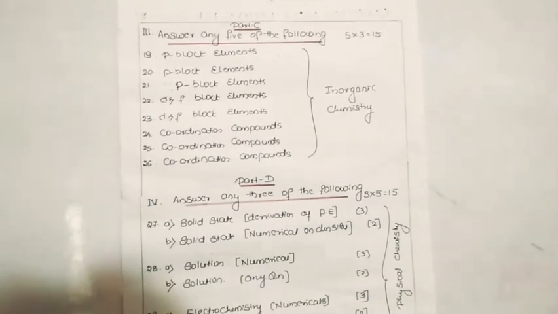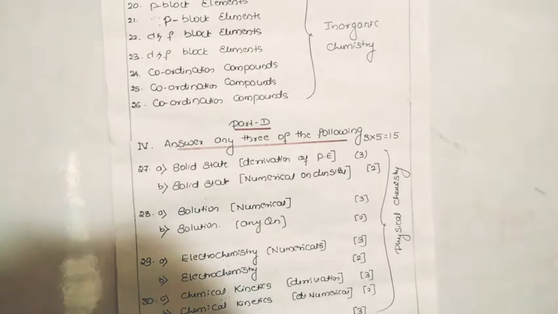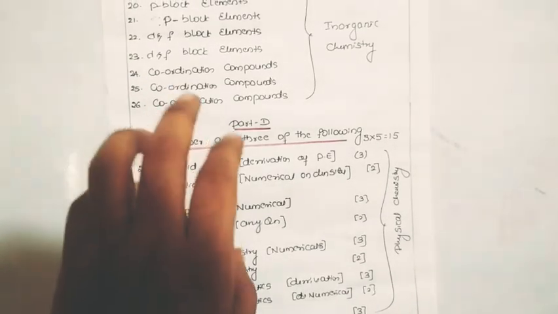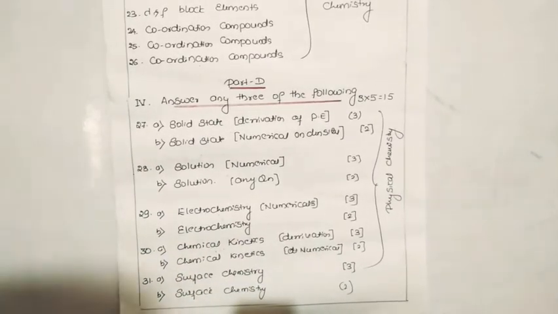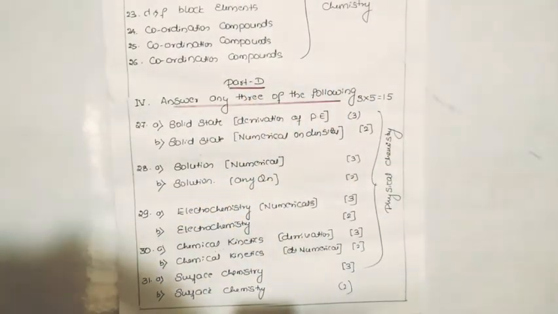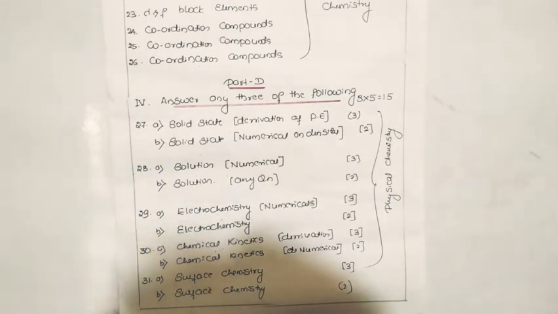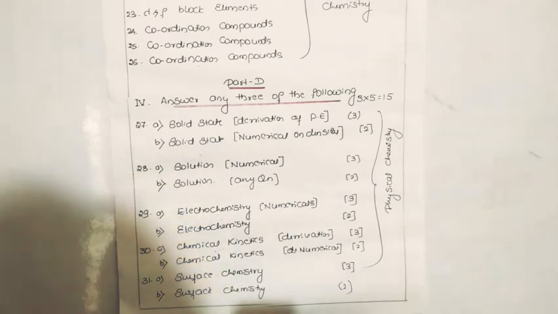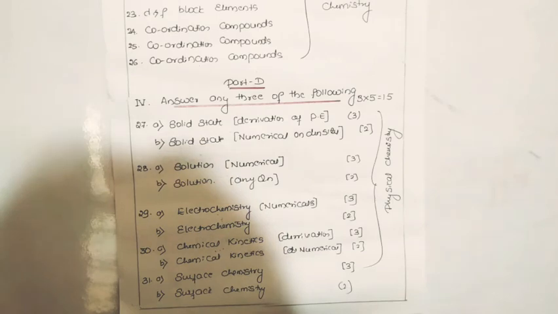Then what about part D? In part D, we have 2 mains. One is the fourth main, which is purely physical chemistry. You could see purely from physical chemistry, "answer any 3 of the following". Out of 5 questions, you need to answer any 3. So it is quite simple. You can get 15 marks very easily from this part.